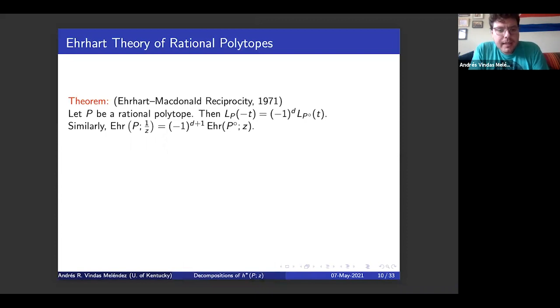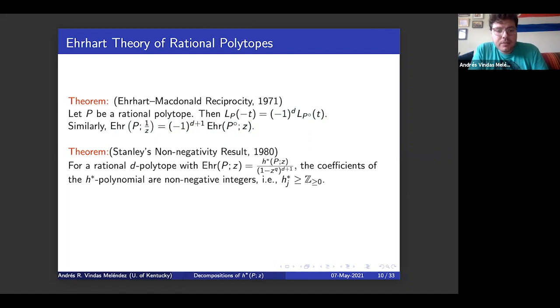And so in part due to Ehrhart and mainly due to Ian McDonald in the 70s, we have this concept of combinatorial reciprocity for rational polytopes. And so if you plug in some negative t into my Ehrhart polynomial, we get this relationship where we can count the number of integer lattice points in the interior of the polytope up to a sign. This is, in part, one reciprocity theorem that falls into a lot of combinatorial reciprocity theorems. And so here's the equivalent statement for the Ehrhart series.